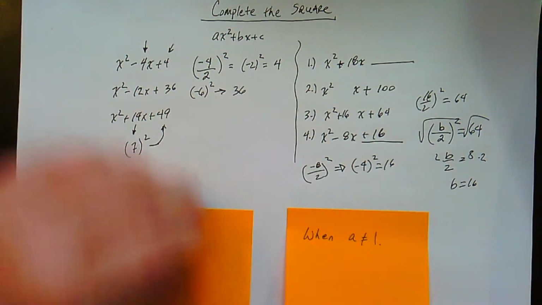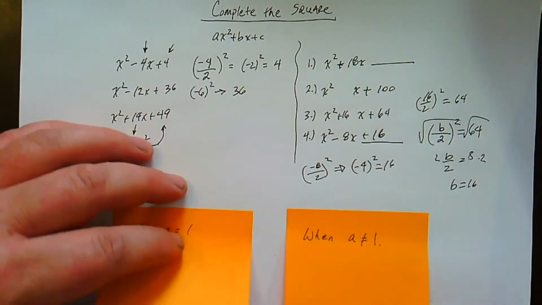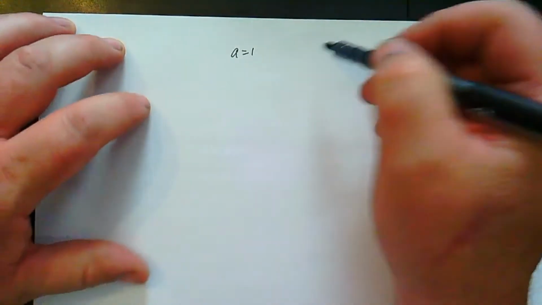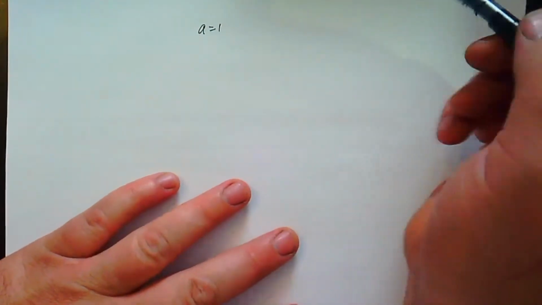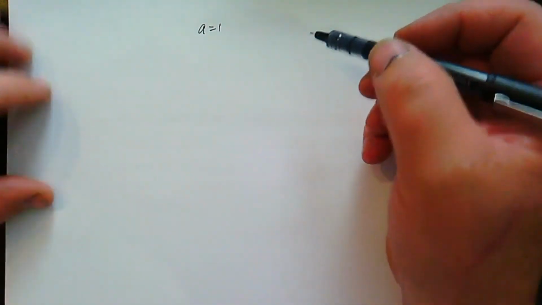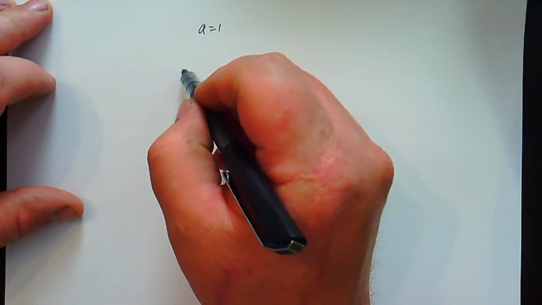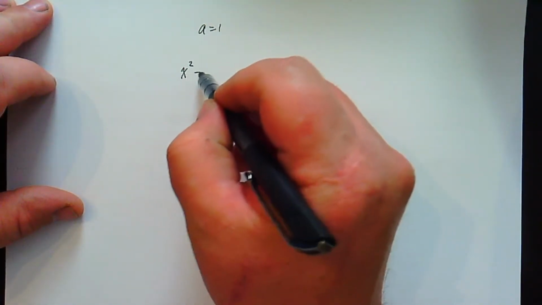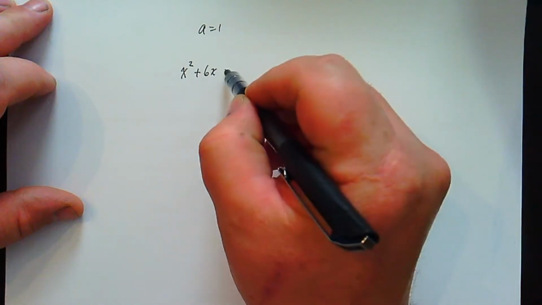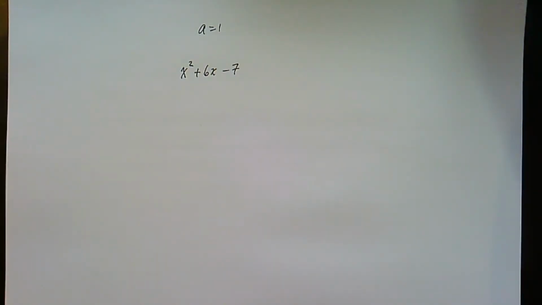No problems, right? All right, now let's talk about completing the square when a equals 1. So when a equals 1, we're going to talk about completing the square. And we're going to leave everything on one side. We're not going to be solving. So let's say we just had this expression right here. Let's say it was x squared plus 6x minus 7.